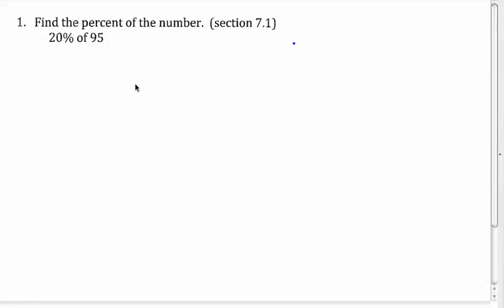Alright guys, trying something a little different tonight. I'm actually doing this at home. So number one on the review says find the percent of the number.